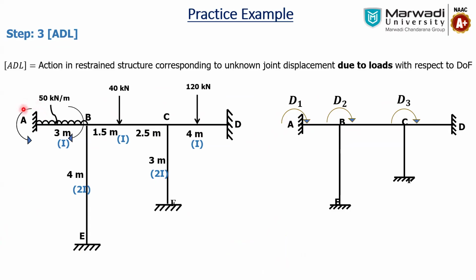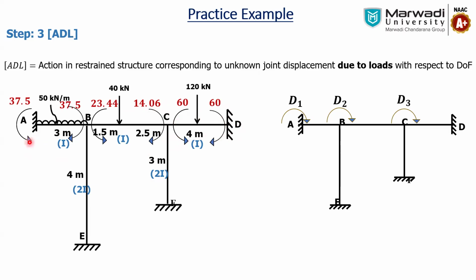It's WL square by 12. So here at A it is anticlockwise, at B it is clockwise, 37.5. Similarly, in BC, as it is an eccentric load, on both sides there is a different moment: WAB square by L square and WA square B by L square. And last, CD, that is acting at the center, so it is WL by 8. So it is 60 and 60, left-hand side anticlockwise, right side clockwise.